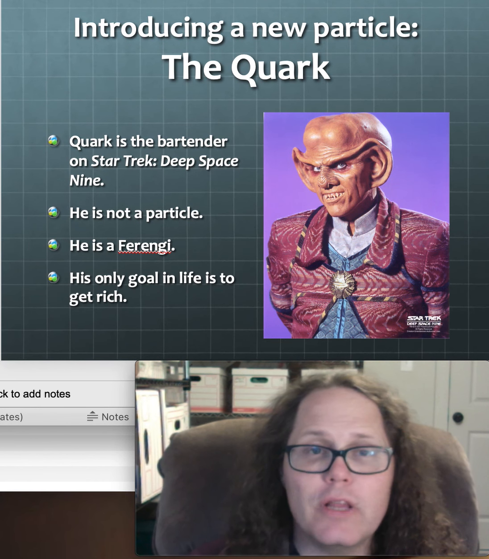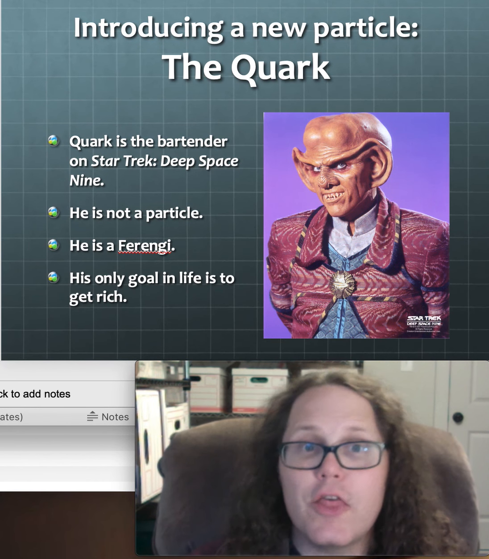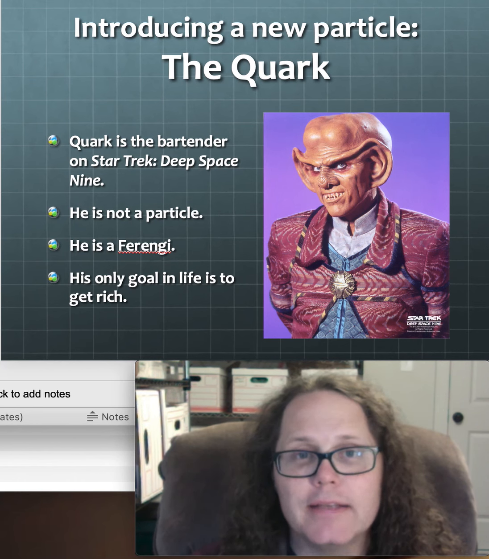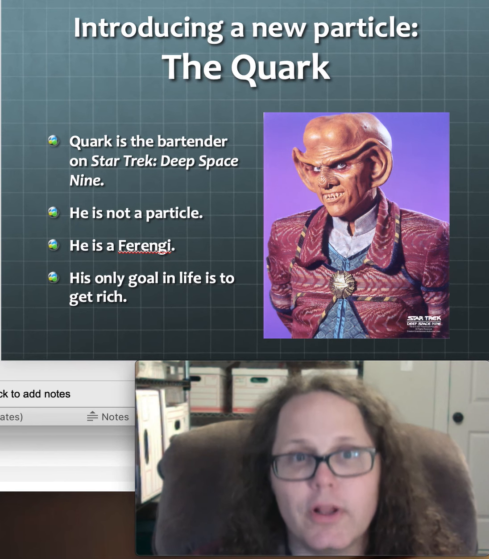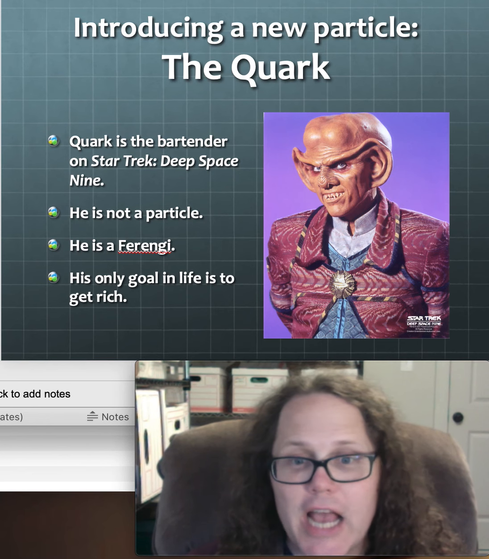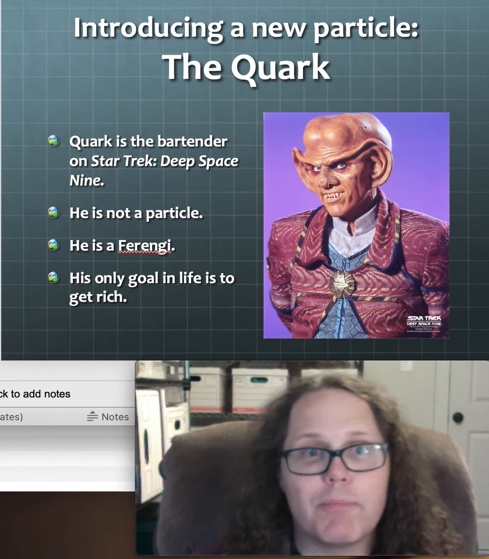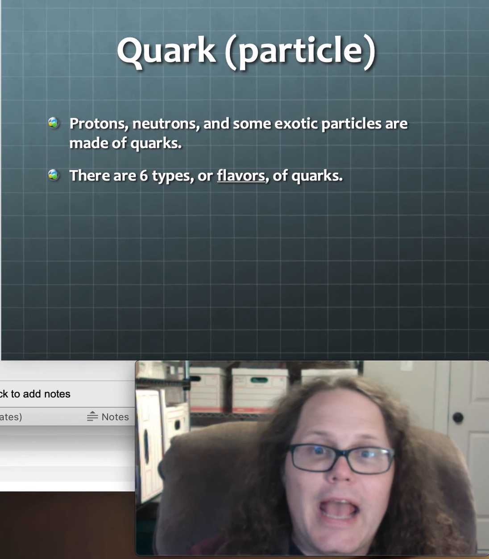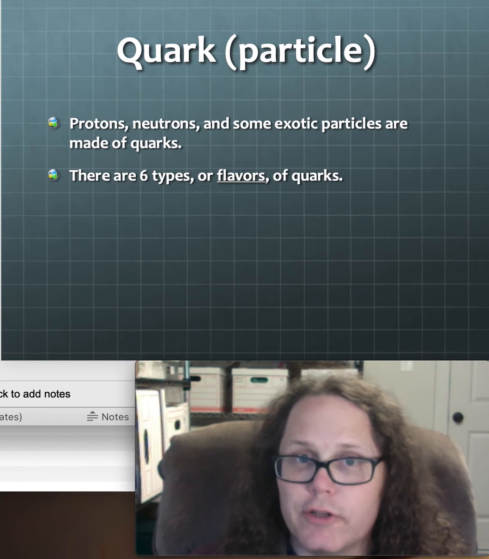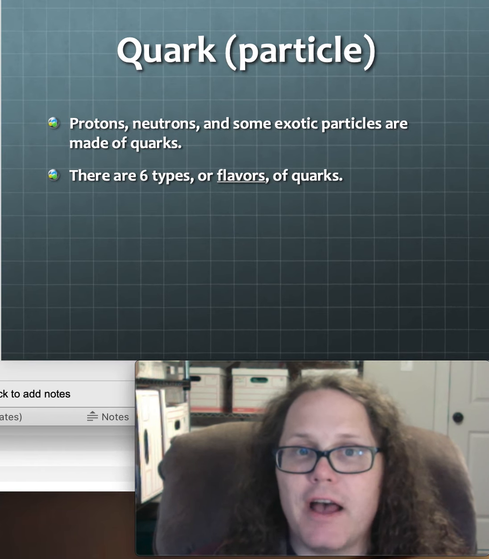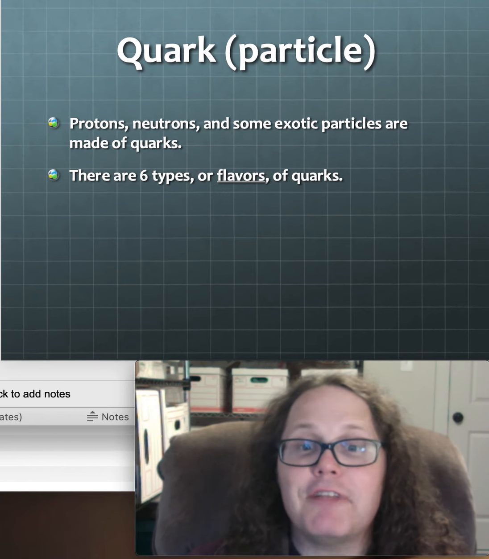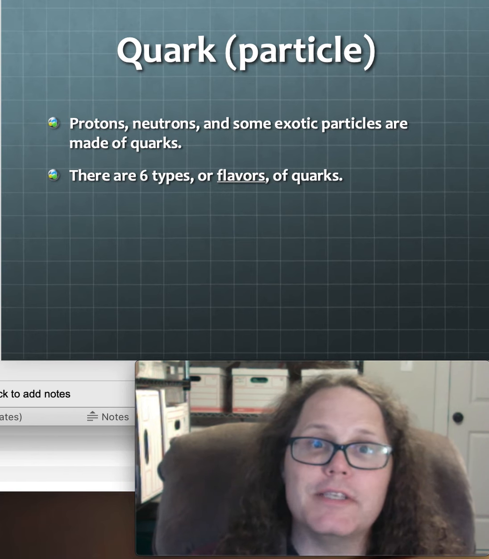Before we dive into nuclear energy, we need to introduce a new particle, the quark. This image shows a diagram of, this is not a subatomic particle. This is the fictional character Quark from Star Trek Deep Space Nine. He will do anything for you for a price. In nuclear physics, quarks are what protons and neutrons are made of. Quarks are classified by generation, which has nothing to do with parents and children, and by flavor, which has nothing to do with the human sense of taste.